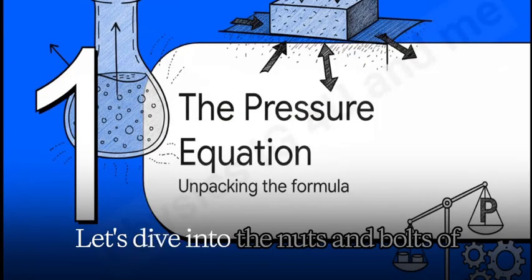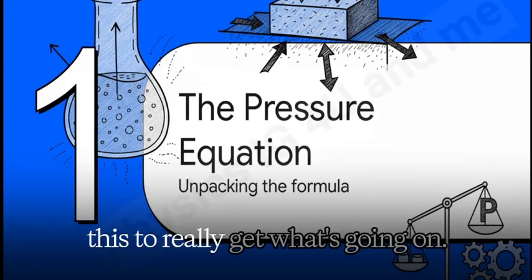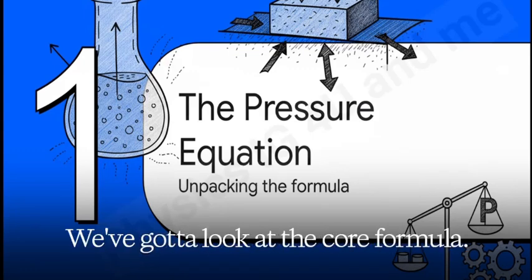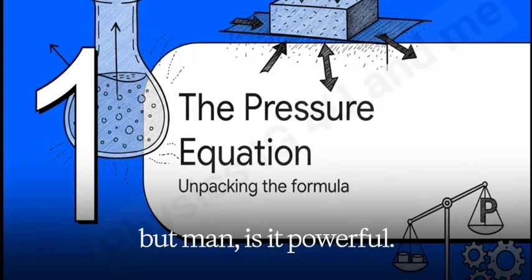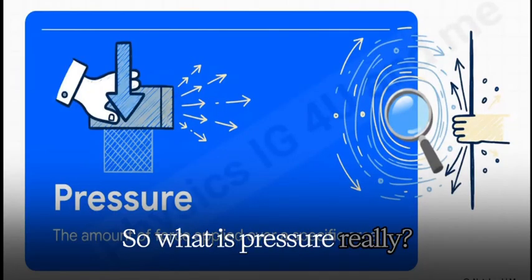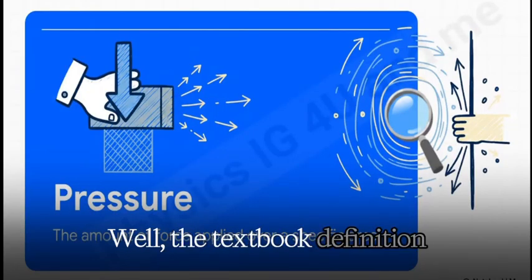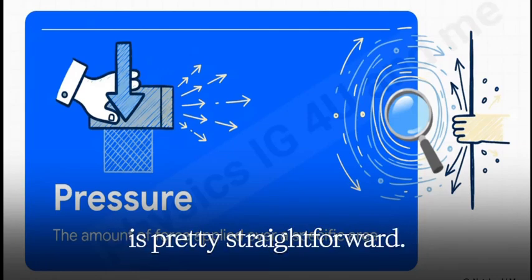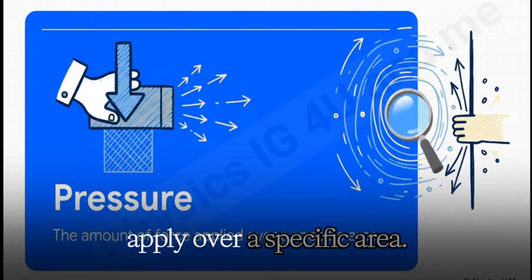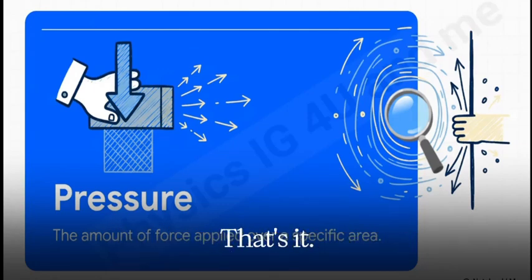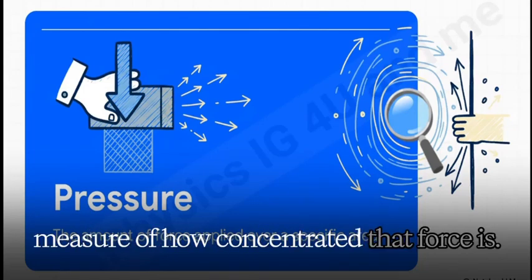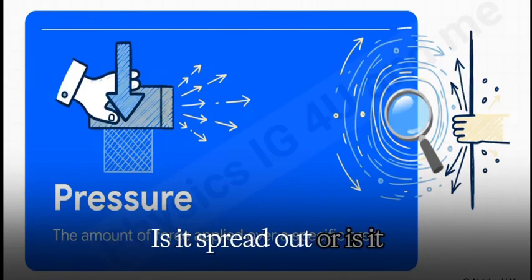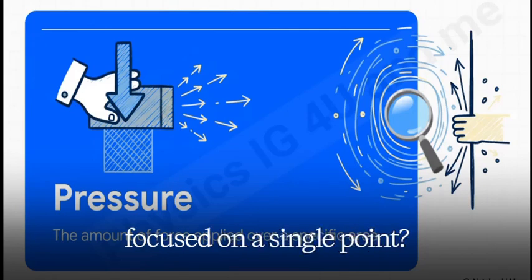Okay, let's dive into the nuts and bolts of this. To really get what's going on, we've got to look at the core formula. It's actually super simple, but man, is it powerful. So, what is pressure, really? Well, the textbook definition is pretty straightforward. It's the amount of force you apply over a specific area. That's it. A better way to think about it is it's a measure of how concentrated that force is. Is it spread out, or is it focused on a single point?